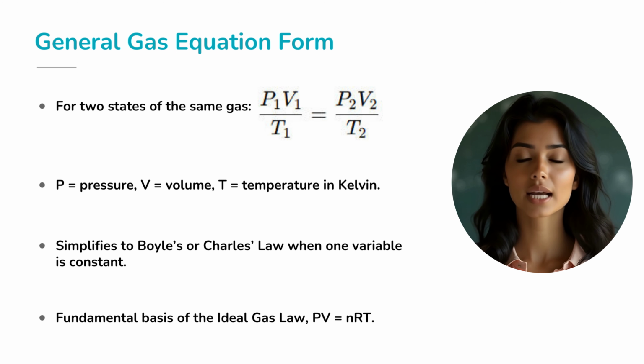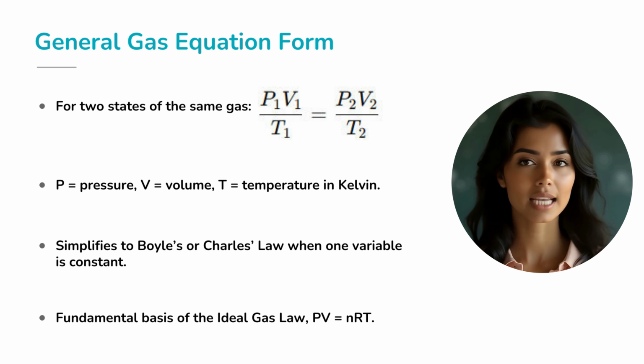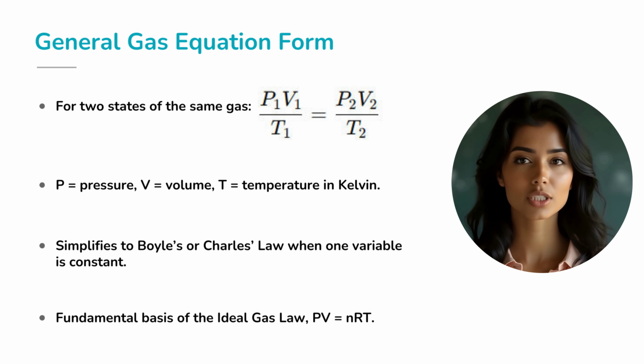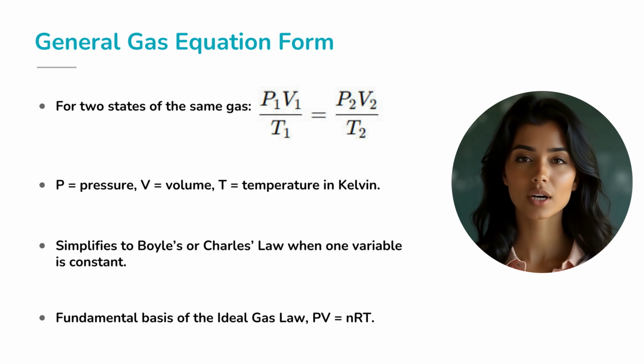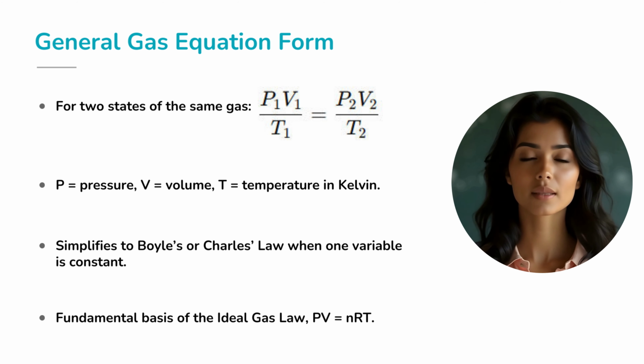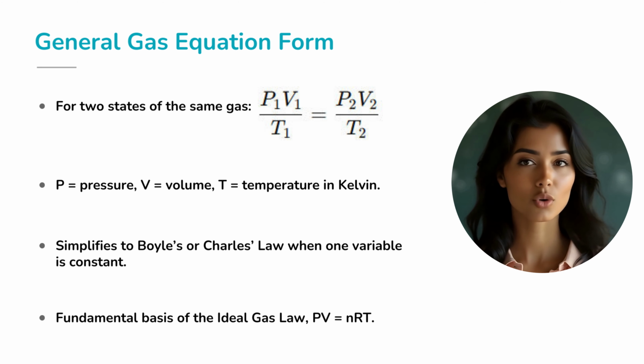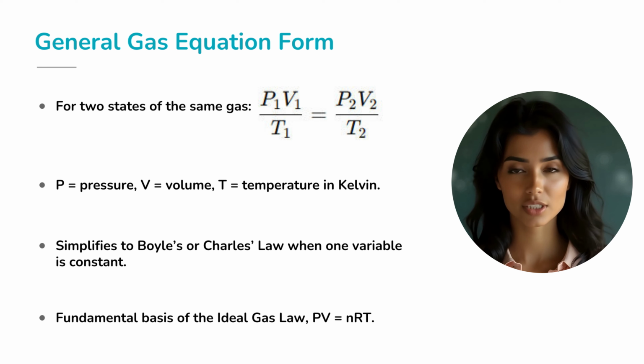Now, how do we apply this equation? Consider a gas under two different sets of conditions. Initially, it has pressure P1, volume V1, and temperature T1. Later, it changes to pressure P2, volume V2, and temperature T2. According to the gas equation, P₁V₁ over T1 equals P₂V₂ over T2. This is our working formula.